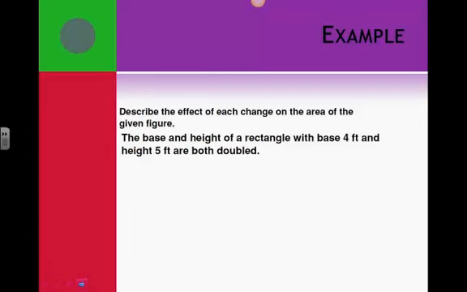Okay, so now we have to describe the effect of the change on the area of the given figure. The base and the height of a rectangle are 4 feet and 5 feet, and both are doubled. So the key word here is that both are changed. It was originally 4 feet by 5 feet. So our old area is base times height, or length times width, which is 4 times 5, which is 20 square feet.